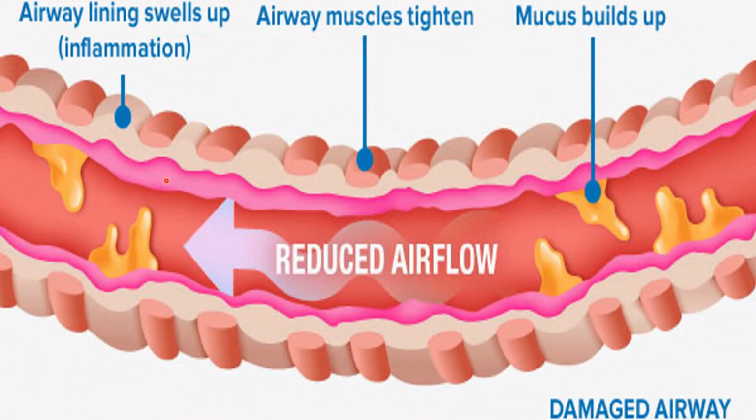In this picture, you will notice that the airway lining swells up, causing the airway muscles to tighten. And because of infection, mucus builds up and blocks the airway, making it difficult to breathe.